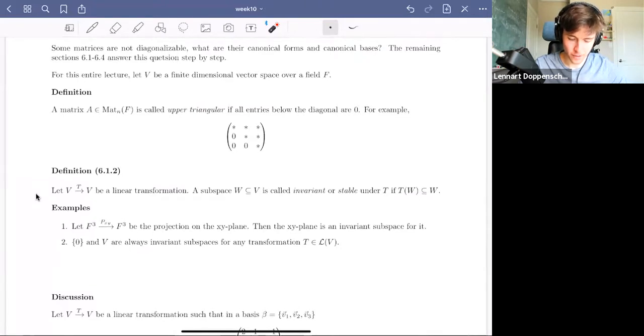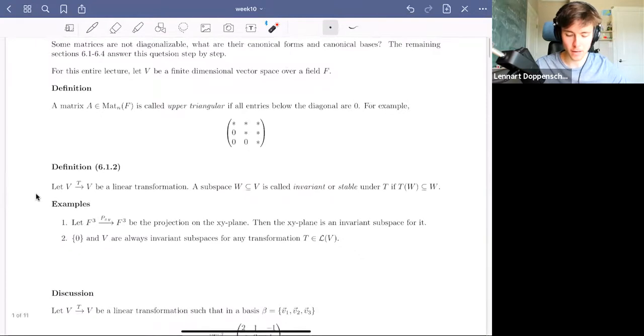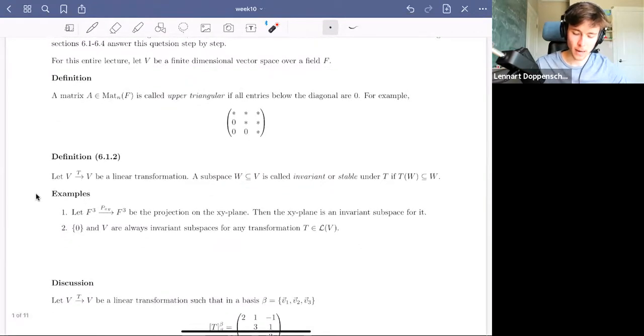So the first definition that we need here is upper triangular. A matrix is called upper triangular if it doesn't have entries below the diagonal. And I think this makes sense because then you can see it's just this triangle, the upper triangle of the matrix, that is occupied with non-zero coefficients. So for example, this would be an upper triangular matrix in MAT224.